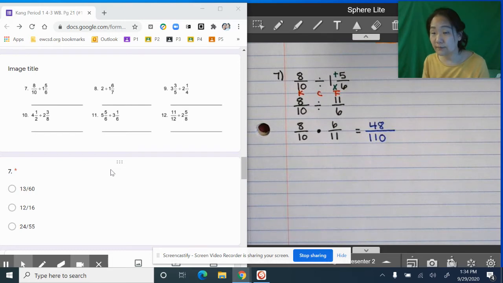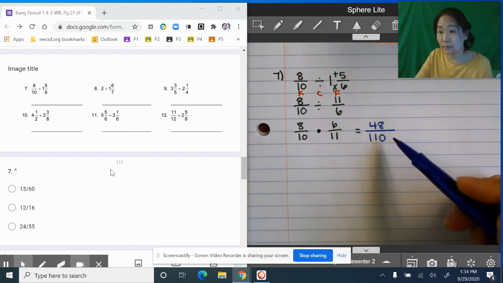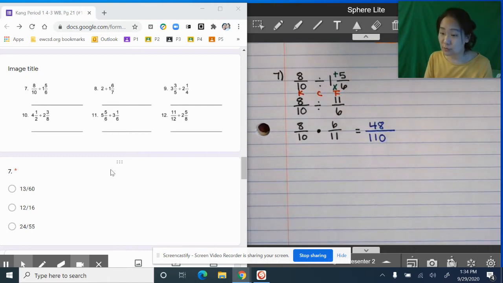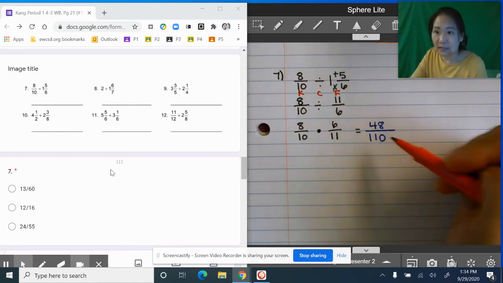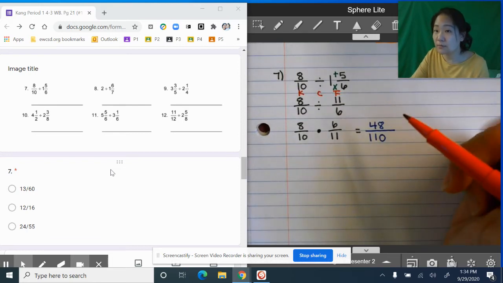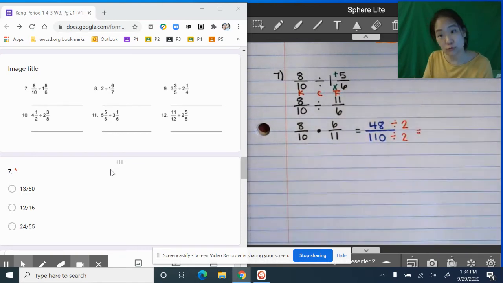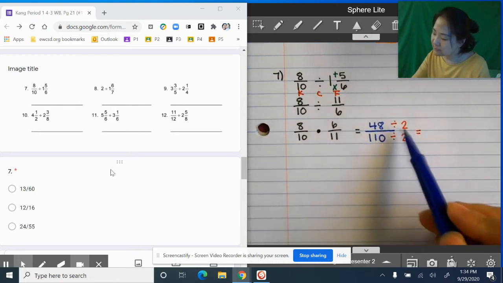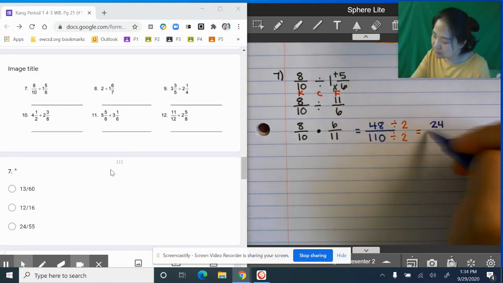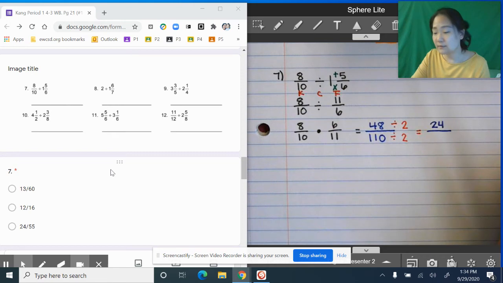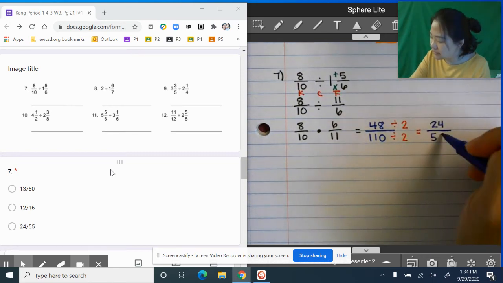I don't need to divide. I don't need to do in and out because this is not an improper fraction. But I do need to simplify the fraction. When I look at 48 and 110, the first number that comes to my mind is 2. These are both even numbers, so I think I can divide them by 2. Let's see what I get when I divide by 2. 48 divided by 2 is 24. And 110 divided by 2 is 55.